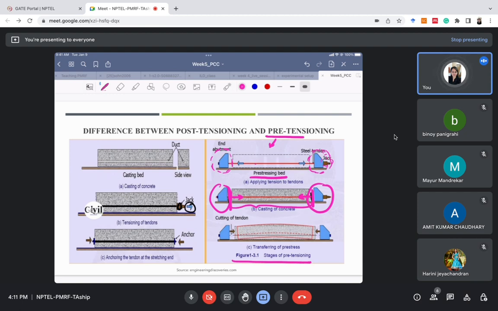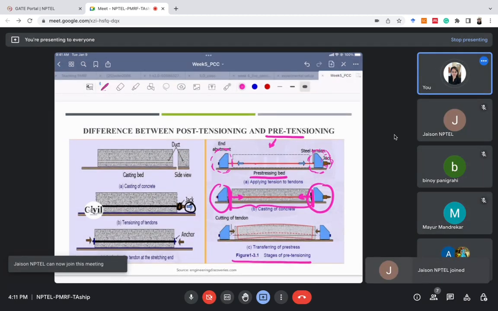This pre-tensioning is usually used when we have to make many precast structures in bulk in the factory. So this kind of setup is there. We'll make a lot of beams like this and pre-tension them. There's another method for when we have to cast in situ. The second method, post-tensioning, is generally used for structures which are cast in situ.